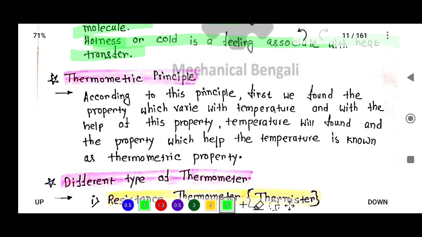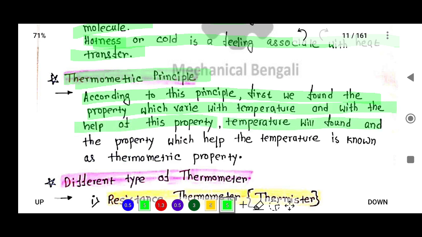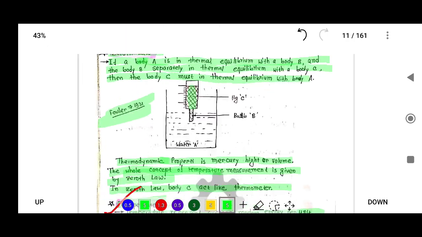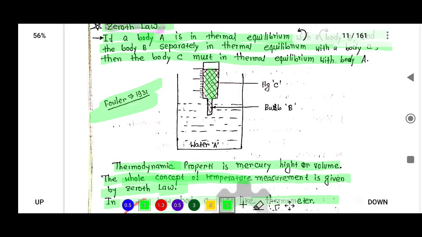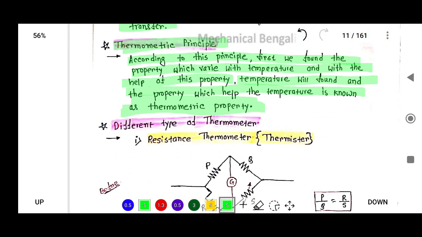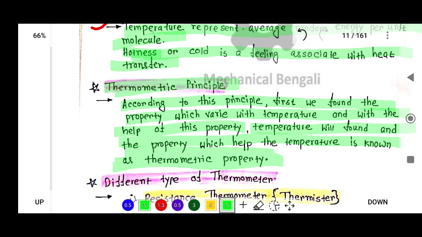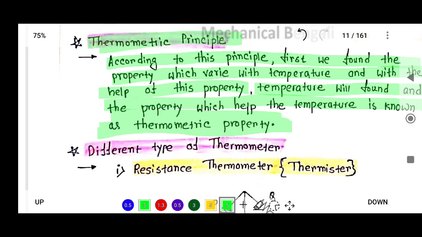Okay, so what is the thermometric principle? According to this principle, first we find the property which varies with temperature, and with the help of this property the temperature is found, and the property which helps find the temperature is known as thermometric property. So in the above case in zeroth law, the mercury is responsible for determining the temperature. So here the thermometric property is mercury volume. Okay, so this is all about the thermometric principle.